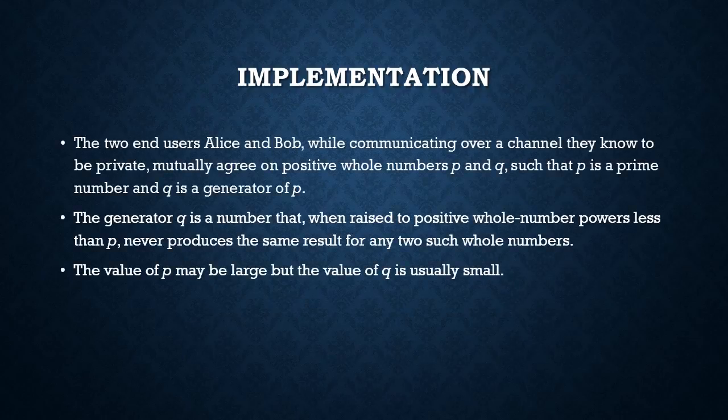How is this implemented? The two end users, Alice and Bob, while communicating over a channel they know to be private, mutually agree on positive whole numbers P and Q, such that P is a prime number and Q is a generator of P. The generator Q is a number that, when raised to positive whole number powers less than P, never produces the same result for any two such whole numbers. The value of P may be large, but the value of Q is usually small.